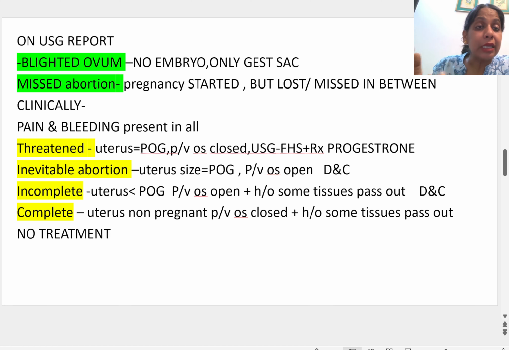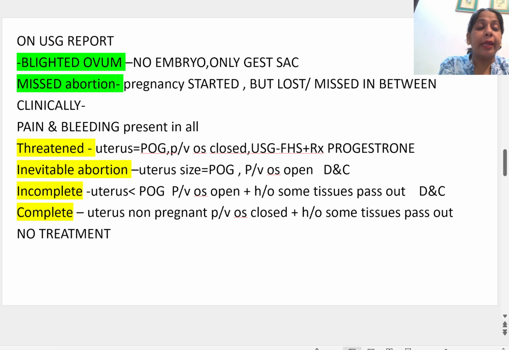It means uterus is still not active, and the uterus size is equal to the period of gestation or more than that, because we can save the fetus, and the fetus is not affected. Only a little bleeding is there, and on ultrasound we can see the fetal heart sound, or the pregnancy being live. The treatment is progesterone. Sometimes bed rest is also advised to the patient.